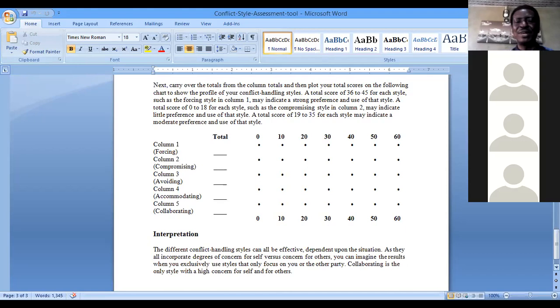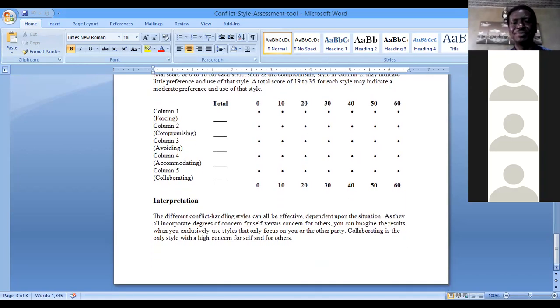Then we have collaborating, which is the 5th column. So if you score between 36 to 45 or so, you have a very strong preference for collaborating in resolving conflicts. If you score between 0 to 18, you have little preference for collaborating in resolving conflicts. If you score between 19 to 35, you have a moderate preference for collaborating in resolving conflicts.